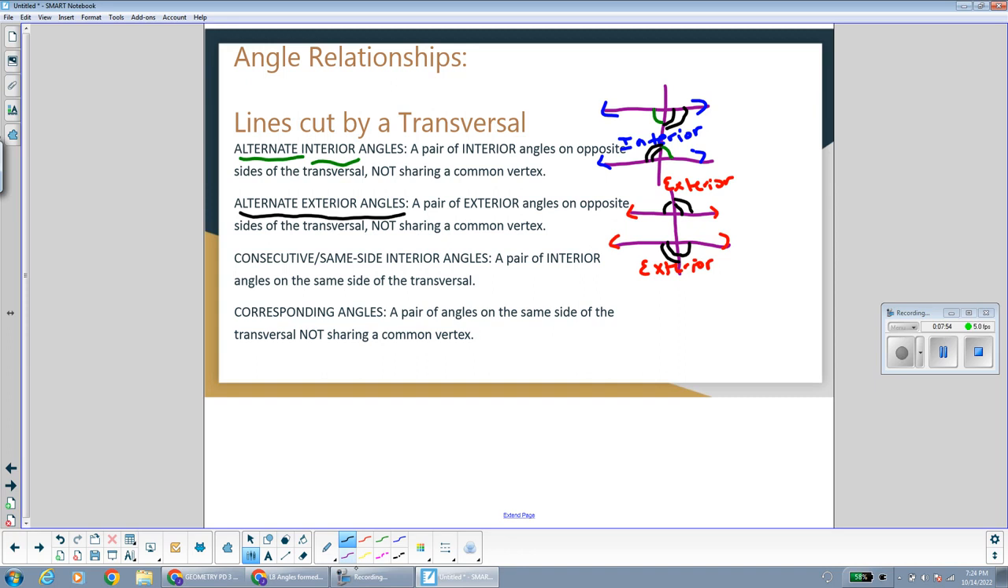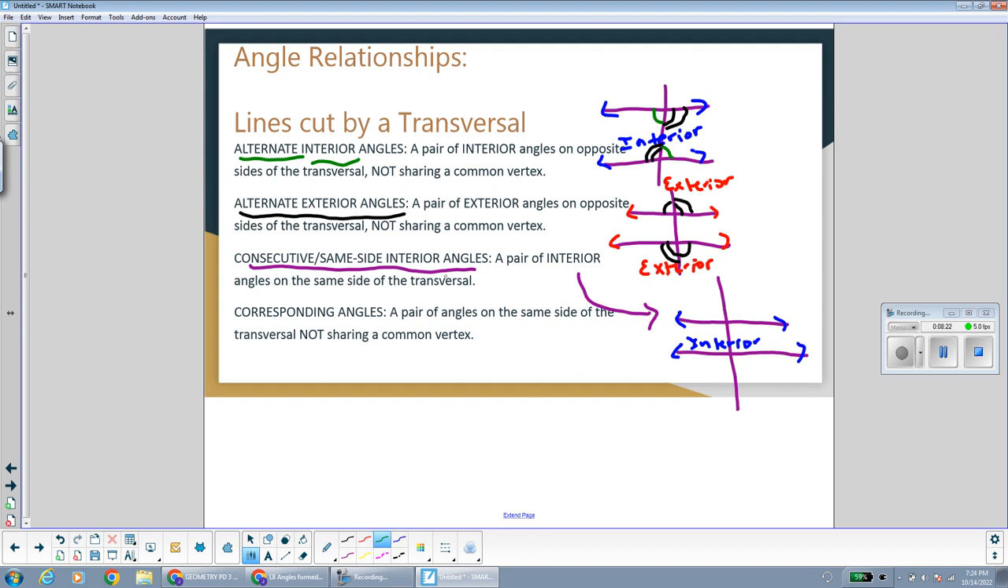Consecutive or same side interior angles. These are a pair of interior angles on the same side of the transversal. So let me draw you a picture of that. Once again, interior means inside the lines. So here are our lines. So interior angles are located within our lines.